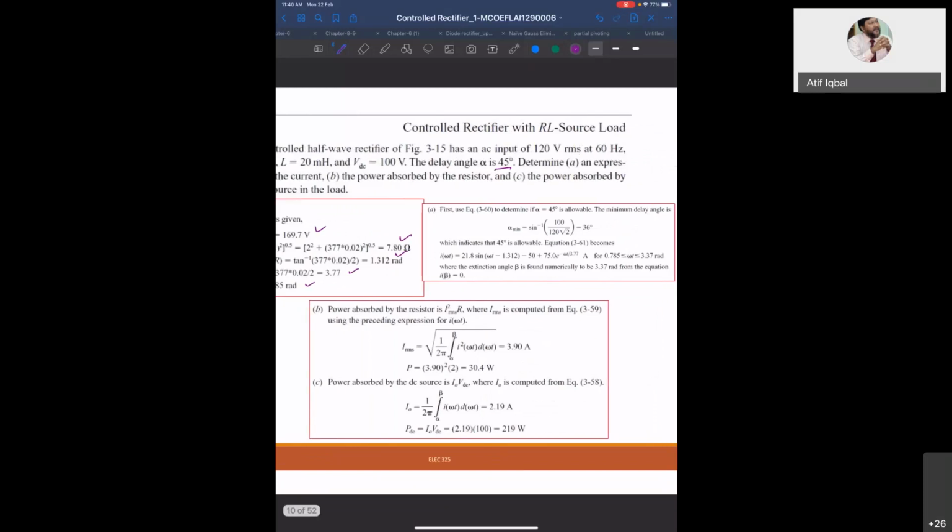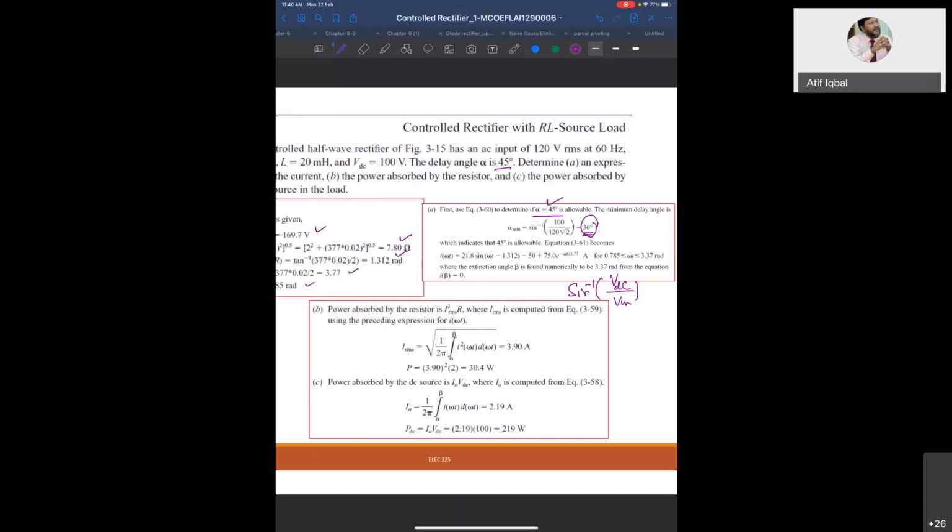Now, first we have to determine if alpha of 45 is allowed or not. So we have to check what alpha minimum is. Alpha minimum is 36 degrees from sine inverse of VDC upon Vm. From here we get 36 degrees. So 36 has to be the minimum. You cannot have 30 degrees in this case, but it is given as 45 degrees. That is fine. We can use 45, but we cannot use 30 degrees.